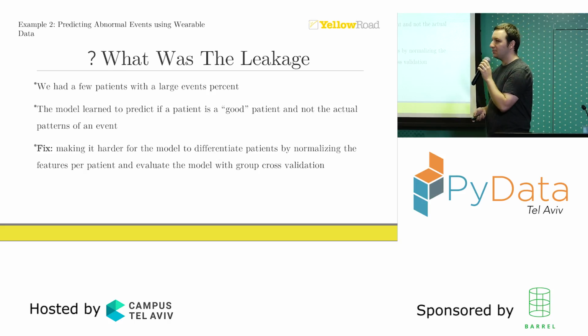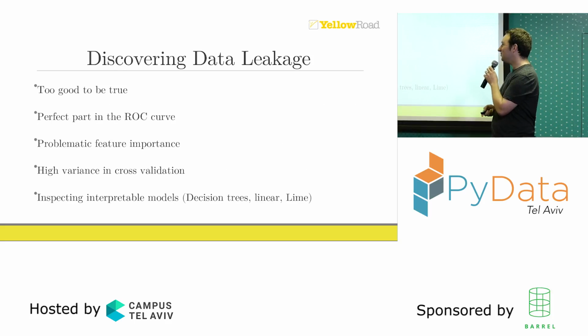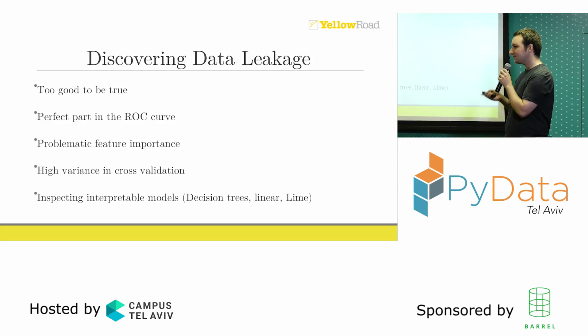We had a few patients with a very large attack percent, and this made the model learn how to predict if a patient is a good patient or a bad patient, and not the actual patterns of an attack. We fixed it by making it harder for the model to distinguish between patients, by normalizing the features per patient and evaluating with group cross-validation. So we had the too good to be true method, the perfect part in the ROC, the problematic feature importance, the high variance in cross-validation, and inspecting interpretable models.